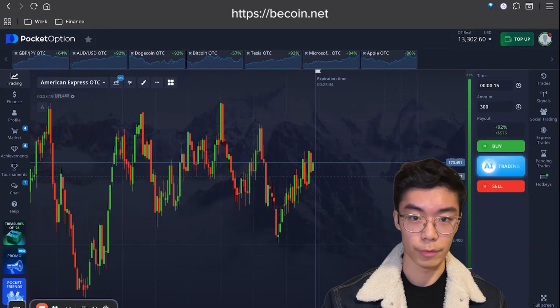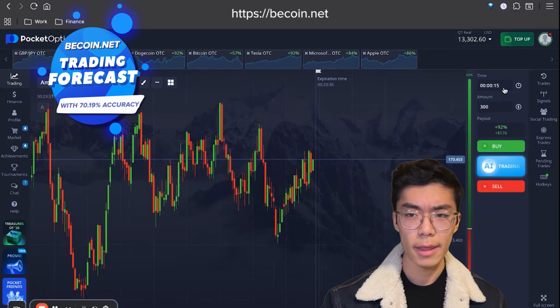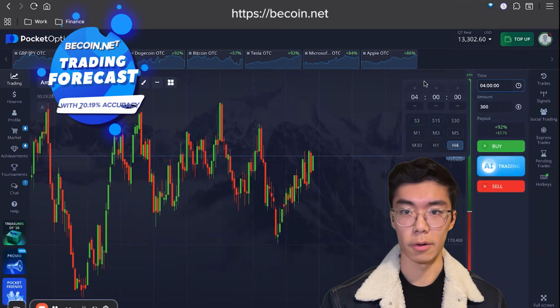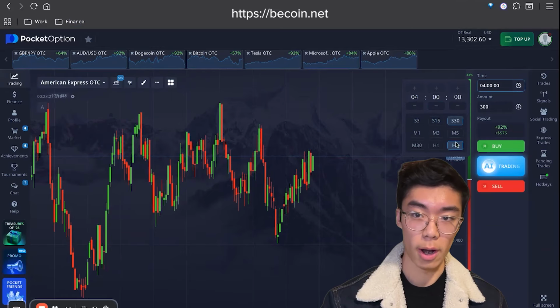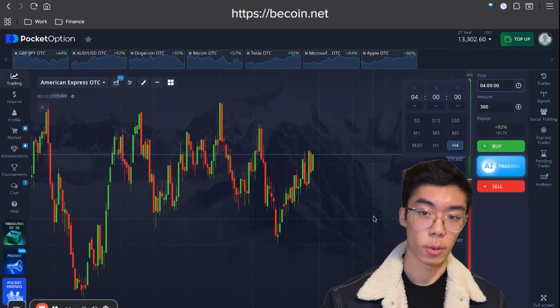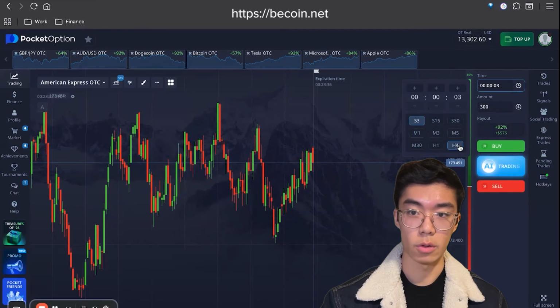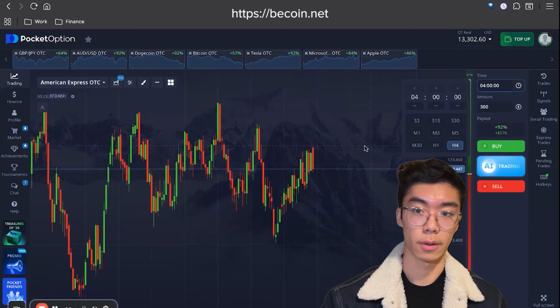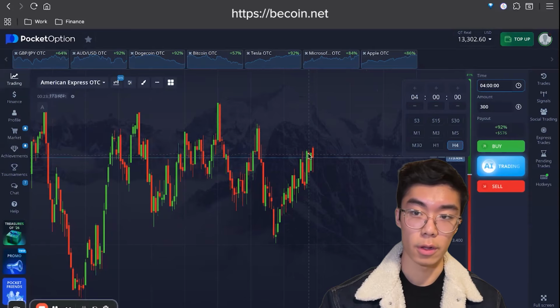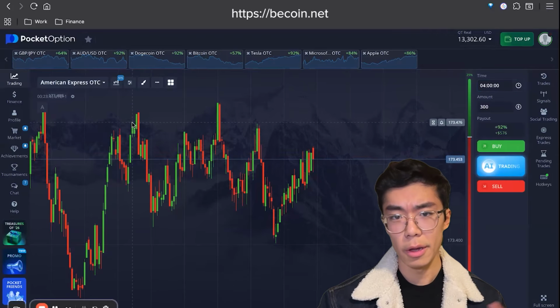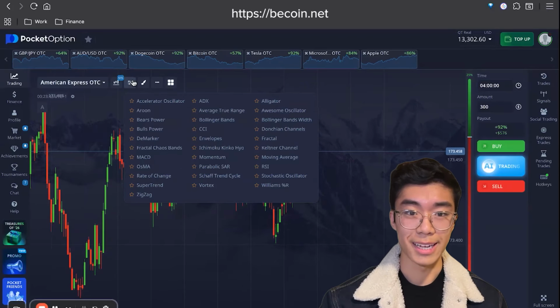So here I'm just gonna go with 50 seconds. And then for the time frame, you can choose any sort of time period right here. However, you cannot go above 4 hours for the specific trade. Okay. So you can choose anything from even 3 seconds all the way up to 4 hours. Okay. So you have a wide range of time intervals to trade with. And then from here, you want to set up your indicators.